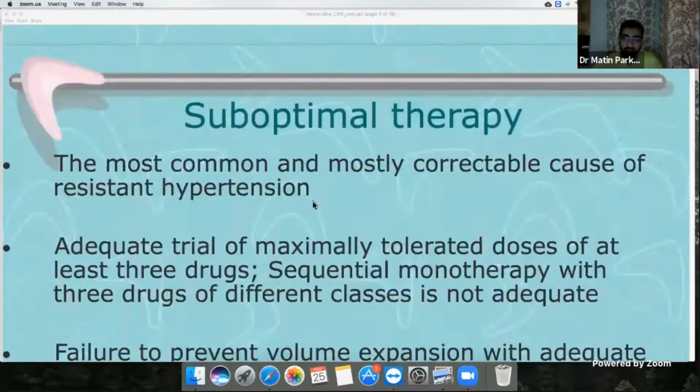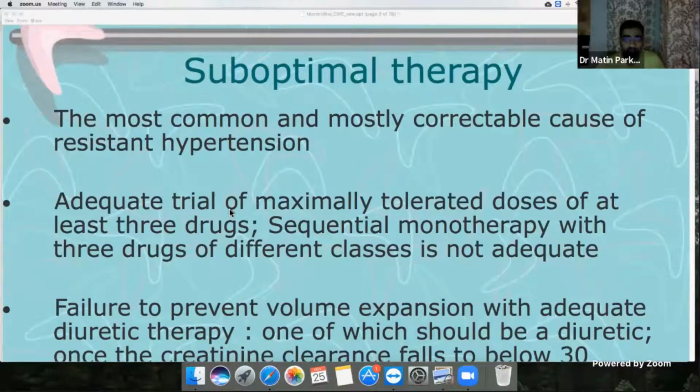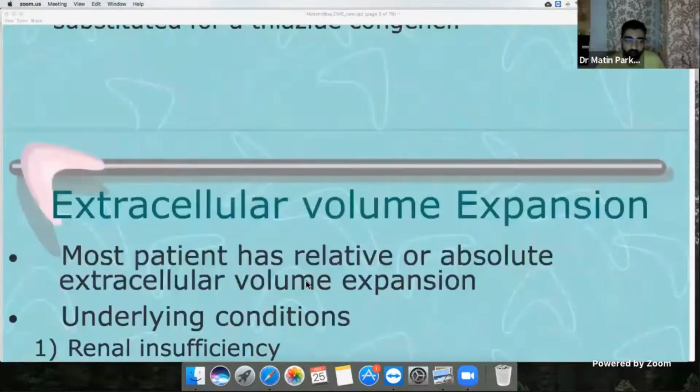So what is suboptimal therapy? Most common and most correctable cause of resistant hypertension. Most of our general practitioners or physicians, anybody, if you are not giving the dose of antihypertensive at its full dose, then it is not going to act properly. If you give a suboptimal dose and still the blood pressure is not managed, it is called suboptimal therapy. You have to give the full dose, then only things will be under control. So this is the most common cause.